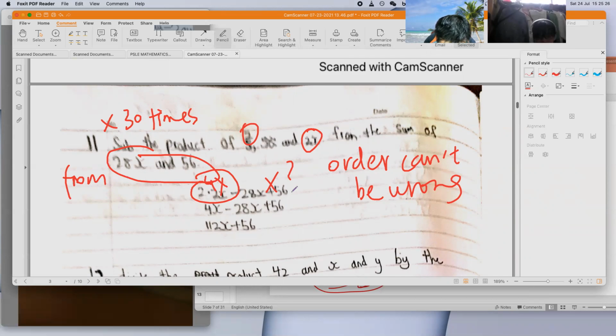The order is wrong. Why is it wrong? Because I didn't put 28x and 56 first. Why not? Why must they be put first? Because it's from the sum. Very good. You give me 30 times next time, plus please redo this question on a piece of paper.